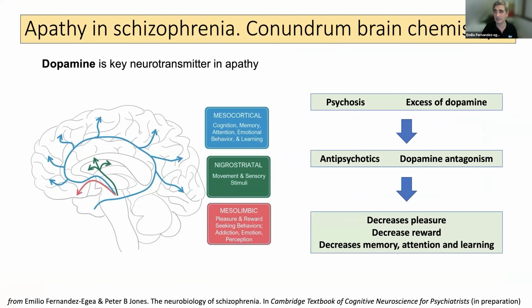Even the apathy, this is all the conundrum of the brain chemistry that we use in schizophrenia. Dopamine is the key neurotransmitter for apathy. There is the idea that an excess of dopamine is associated with psychosis, and when you antagonize it with antipsychotics, you pay a price as well by increasing the negative symptoms. So this balance, this conundrum in the treatment of negative symptoms, or understanding or tearing apart the different parts of the negative symptoms or the apathy in schizophrenia, is a problem.